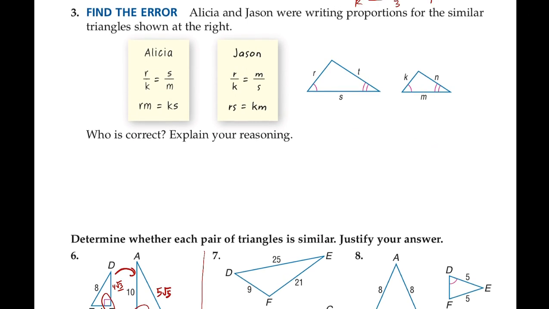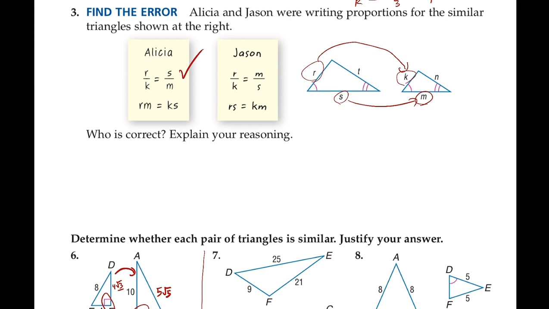All right, down here, Alicia and Jason were writing proportions for the similar triangles shown at the right. Who is correct? So let's see. They're trying to solve for a missing side here. So Alicia says R is to K. Okay, so the side not between the 1 and the 2, but outside on the 1. R to K, sure, that works. Those are corresponding. Is the same as S, between the 1 and the 2, to M. Yeah, that's totally valid. They cross multiply. RM equals KS. Great. She's got it down.